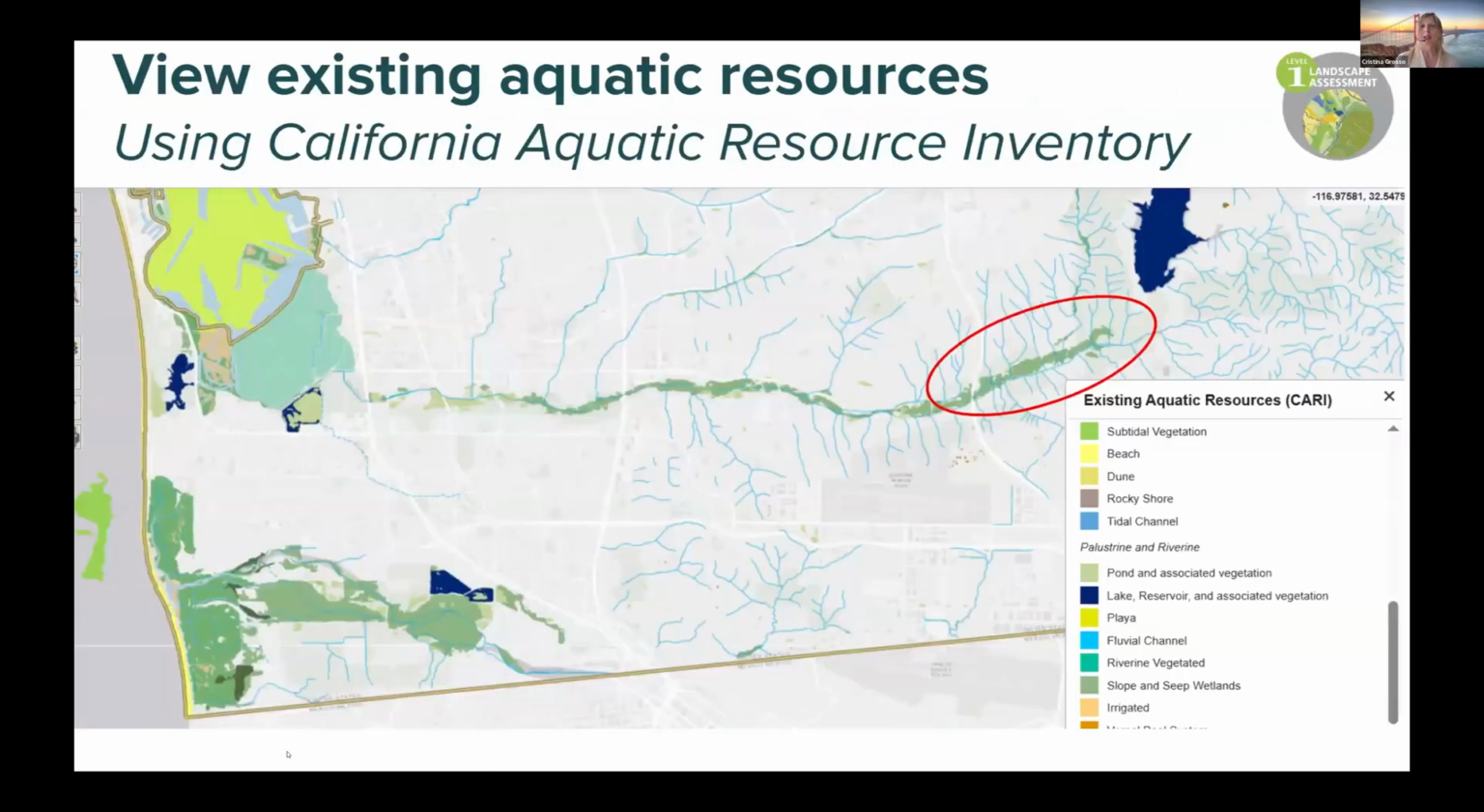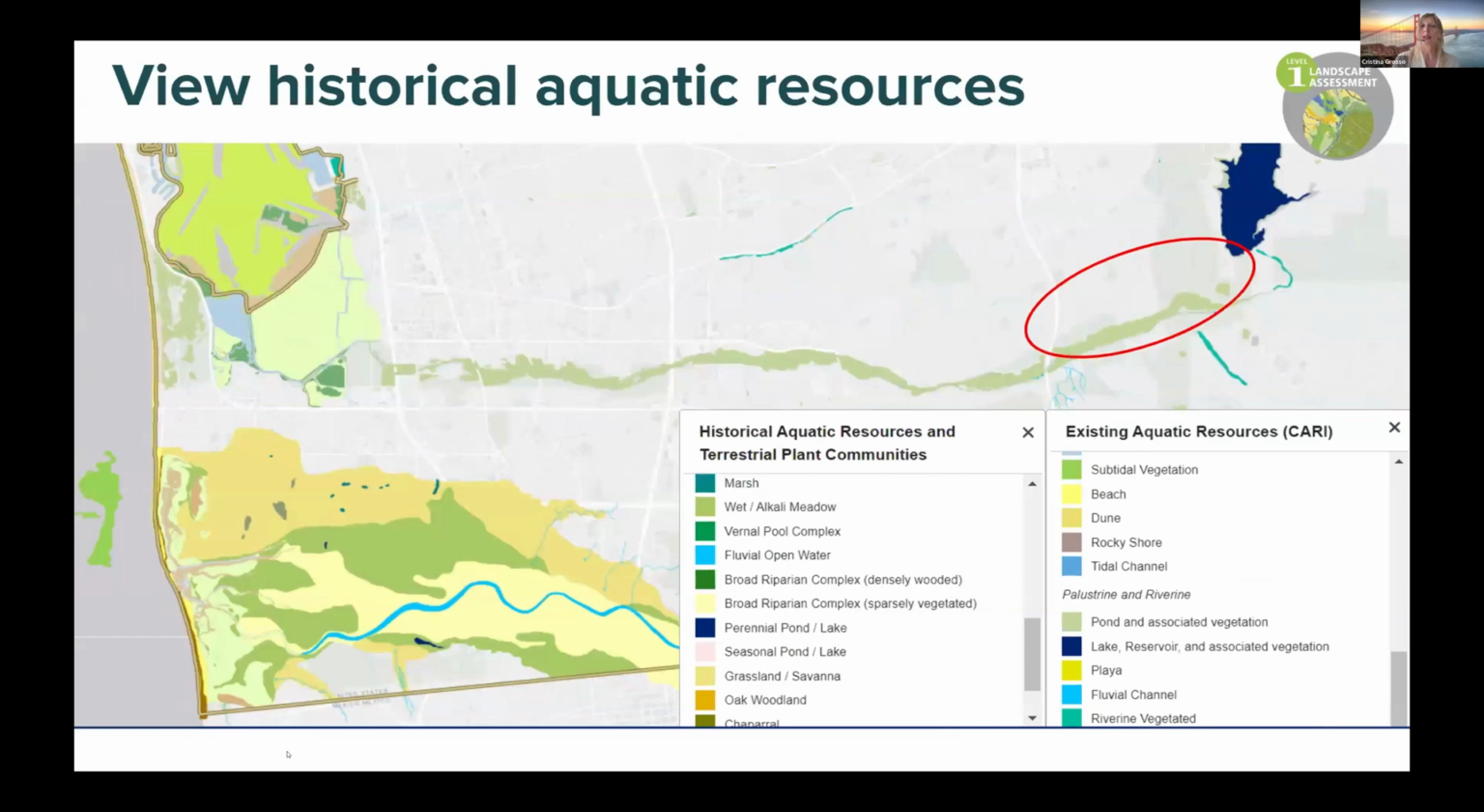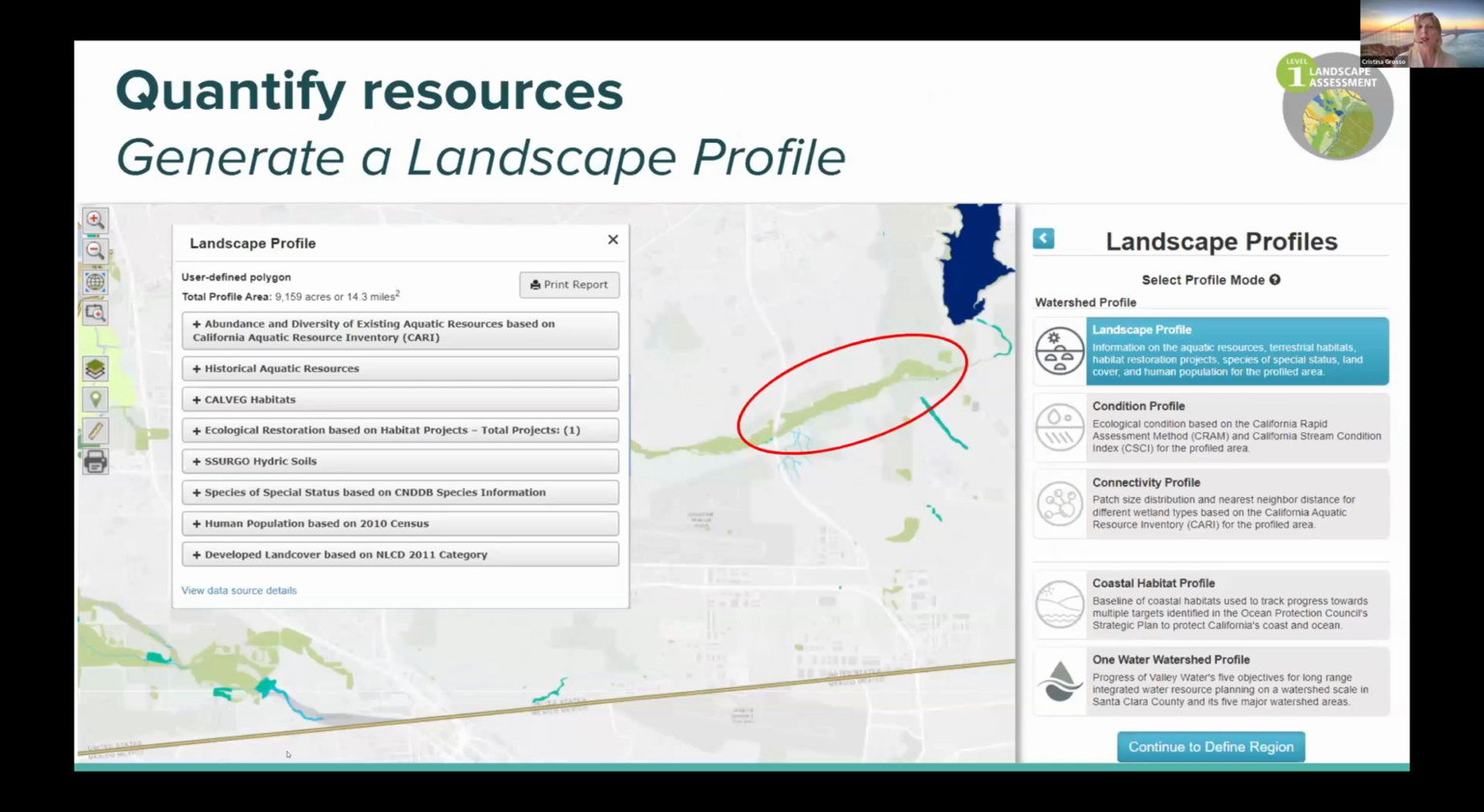So you can begin by viewing existing aquatic resources using that California Aquatic Resource Inventory, as well as the historical aquatic resources to see what has been there in the past. And together you can view these on a map, or you can also quantify the resources by generating a landscape profile tool that summarizes various different data sets for that particular project area or your area of interest.